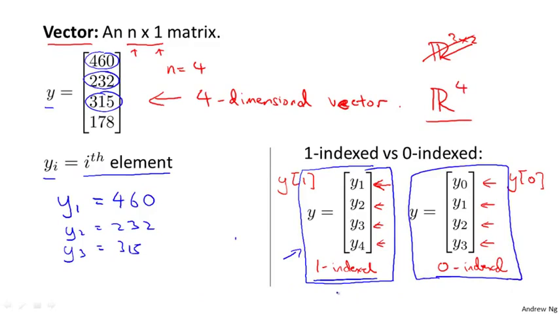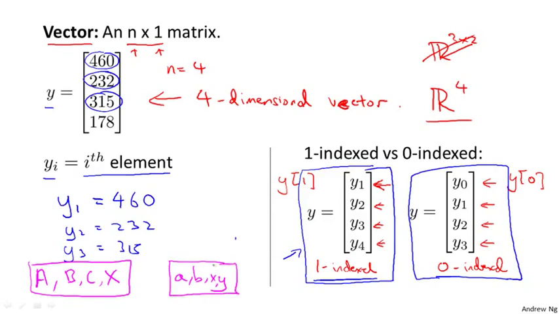Finally, by convention, when writing matrices and vectors, most people use uppercase letters like A, B, C, X to refer to matrices, and usually we'll use lowercase letters like a, b, x, y to refer to either real numbers, or scalars, or to vectors. This isn't always true, but it is the more common notation, where we use lowercase y to refer to a vector and uppercase to refer to a matrix. So you now know what matrices and vectors are. Next, we'll talk about some of the things you can do with them.